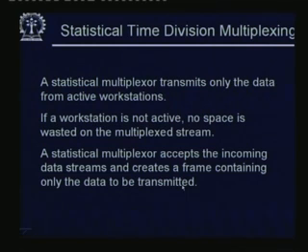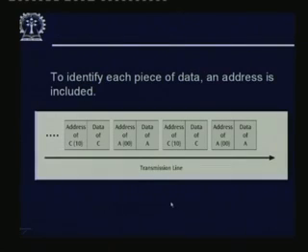So, to summarize, a statistical multiplexer transmits only the data from active workstations. If a workstation is not active, no space is wasted on the multiplex stream. A statistical multiplexer accepts the incoming data streams and creates a frame containing only the data to be transmitted, and also, as I said, this frame will also contain some kind of destination address.